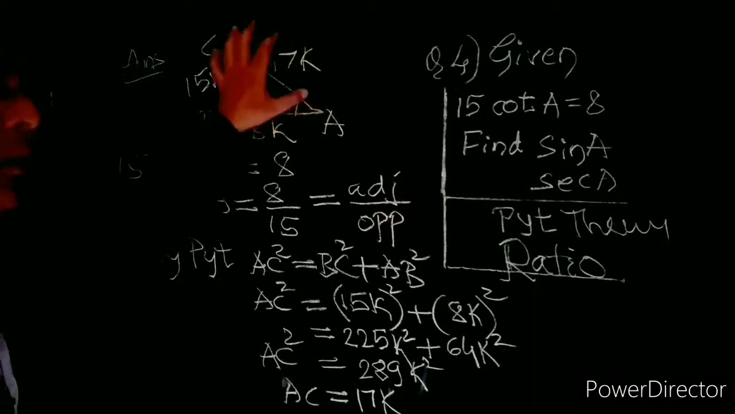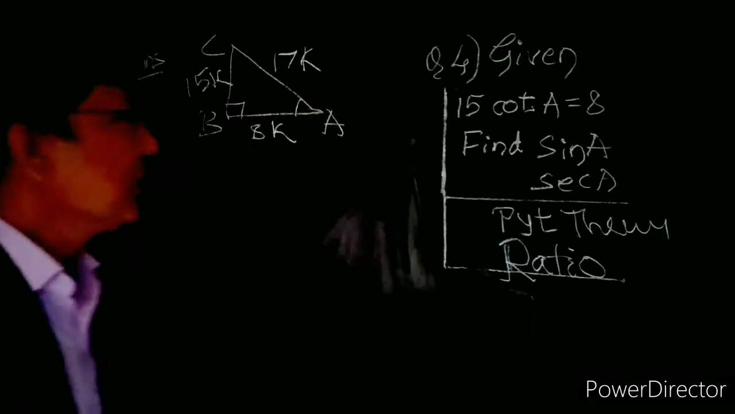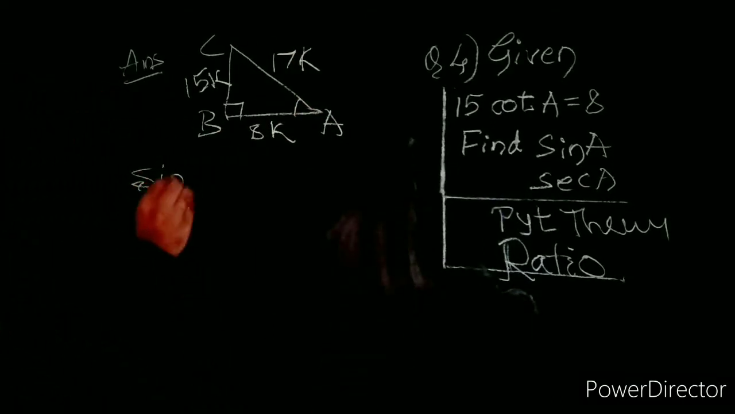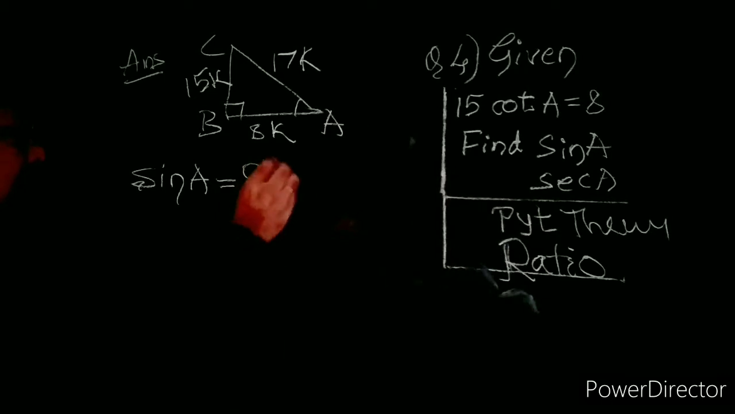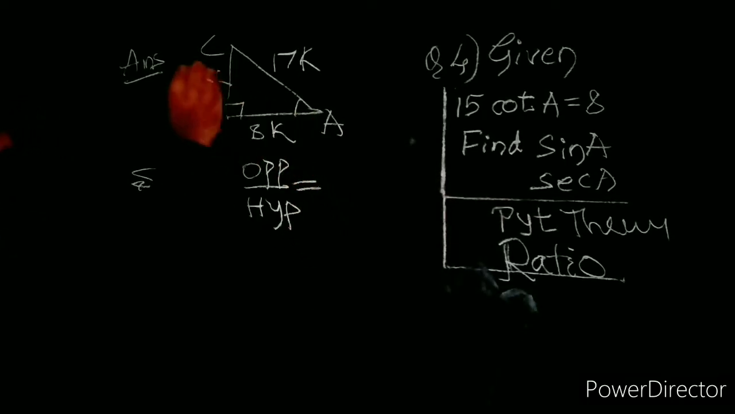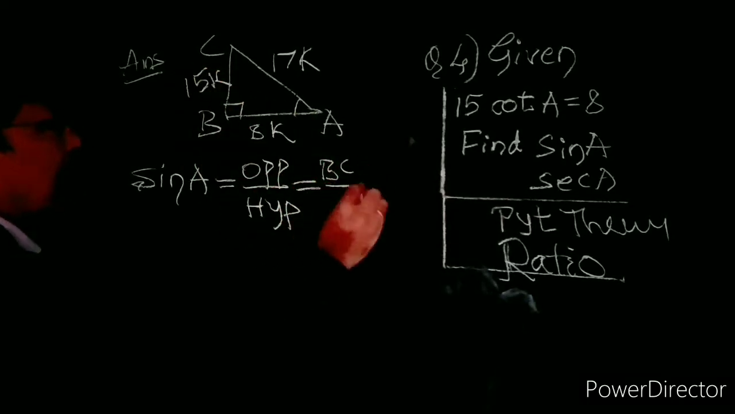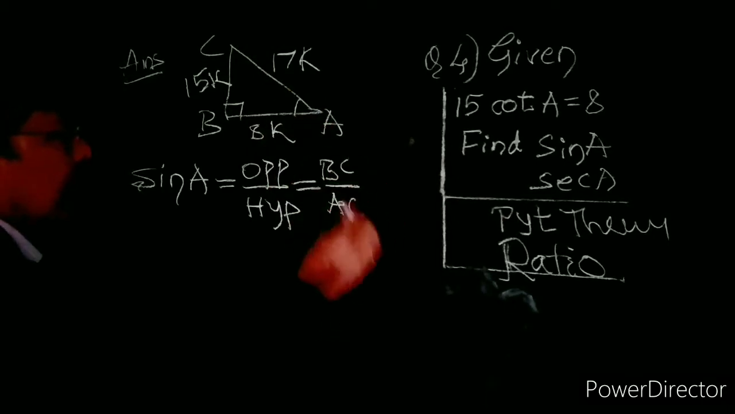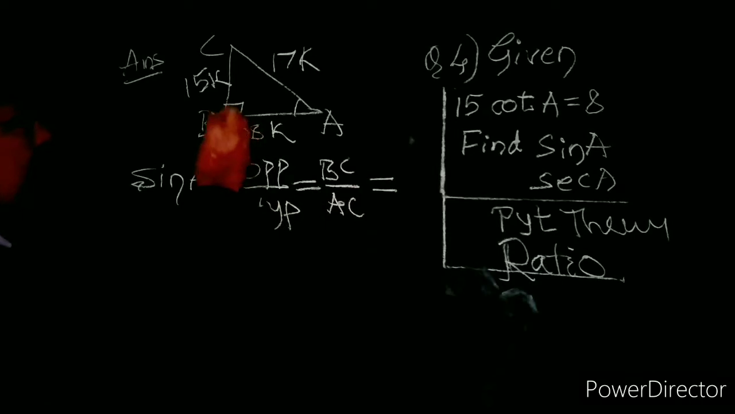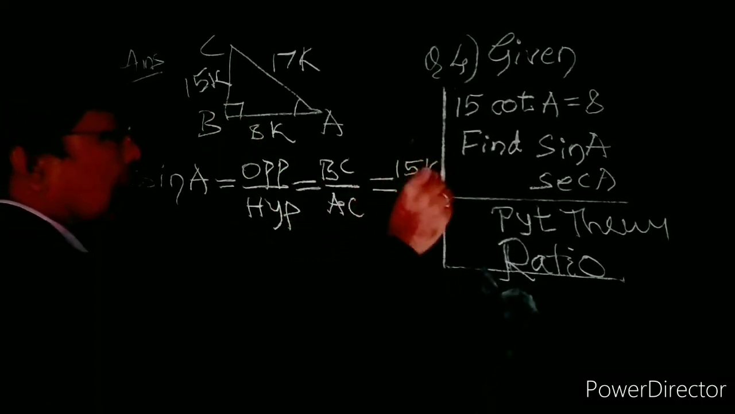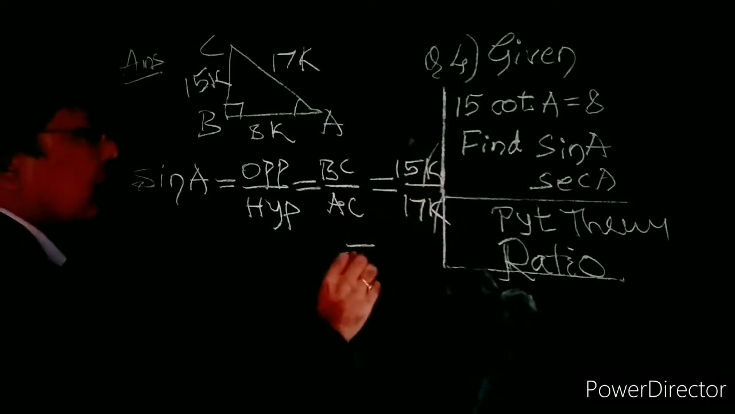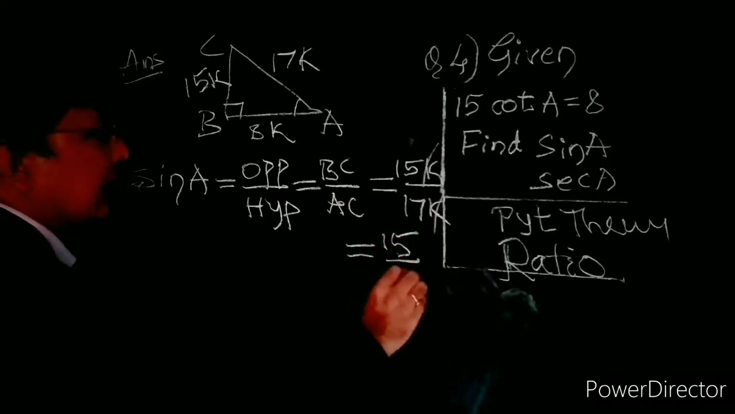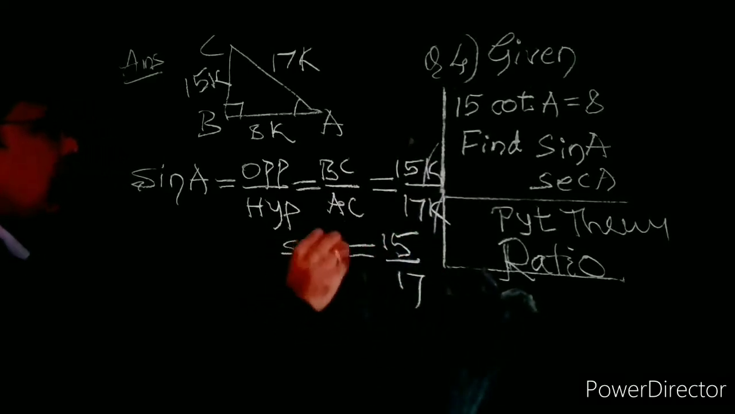Now we know the length of all three sides. Now sin A: we know the ratio for sin A is opposite side upon hypotenuse. Opposite side is BC, hypotenuse is AC. That is equal to BC is 15k and hypotenuse is 17k. K gets cancelled. Here we get 15 divided by 17. This is the value of sin A.